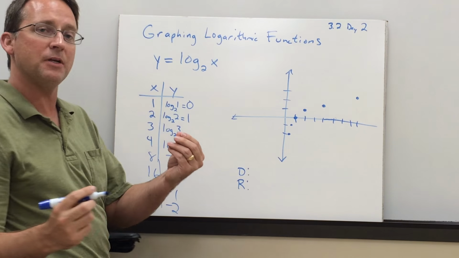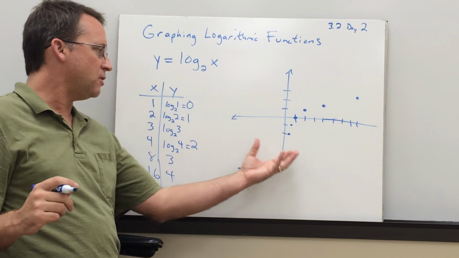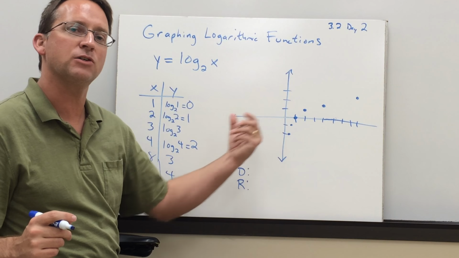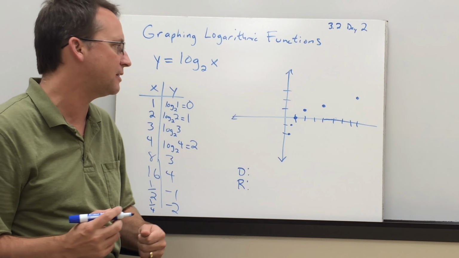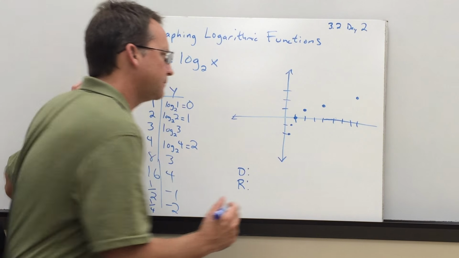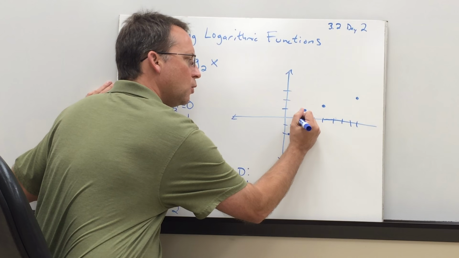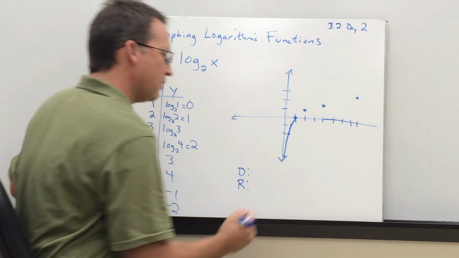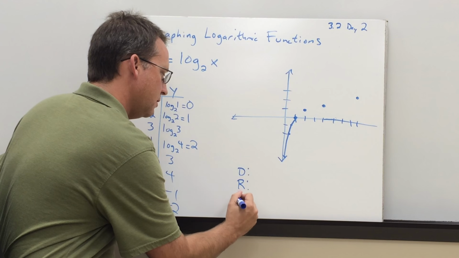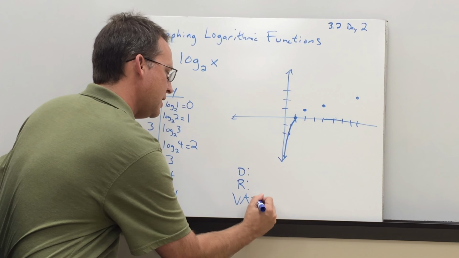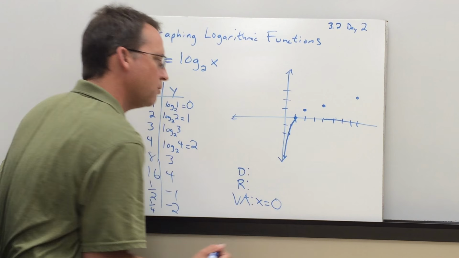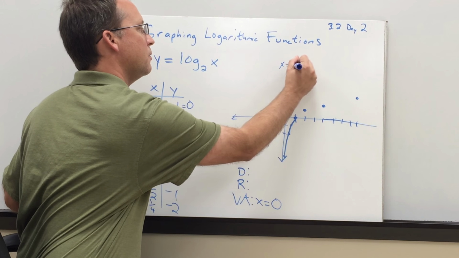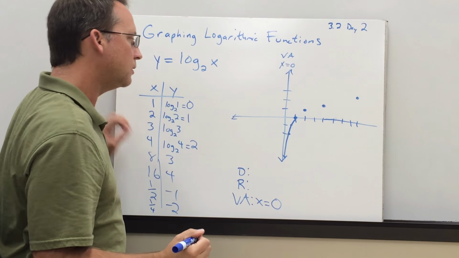And what's going to happen is, as the y values get more negative, the x values are approaching 0, but it'll never quite get there. So we've got an asymptote again. So this graph will approach x equals 0. It will have a vertical asymptote. I should write that in here. We'll have a vertical asymptote at x equals 0. X equals 0 is my vertical asymptote.